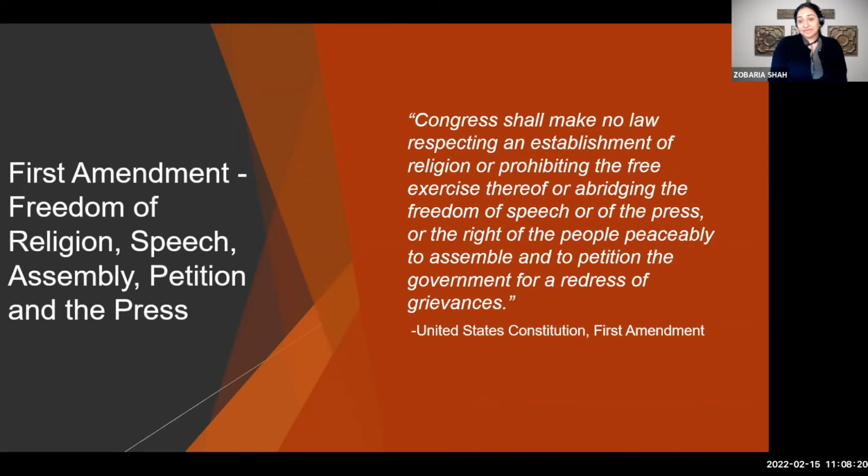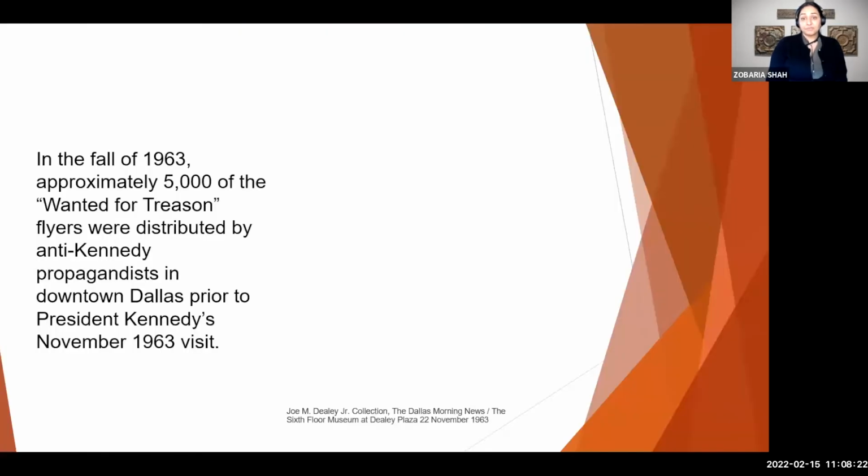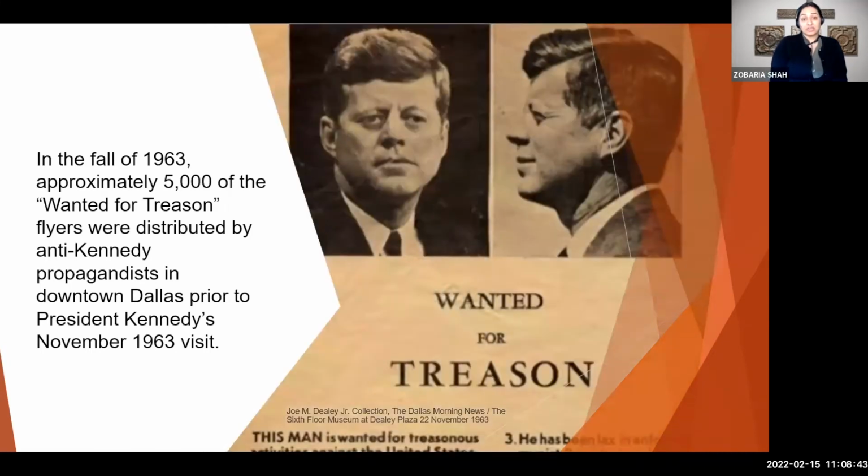Now, how does this connect to President Kennedy? In the fall of 1963, approximately 500 flyers were created that were a wanted for treason flyer, and they were distributed by anti-Kennedy propagandists in downtown Dallas prior to Kennedy's arrival in November 1963. And here is an image of the flyer itself.